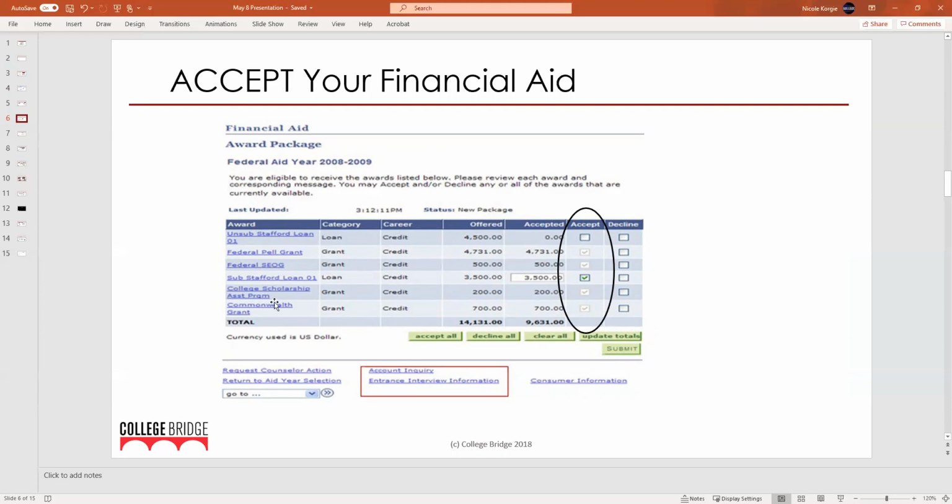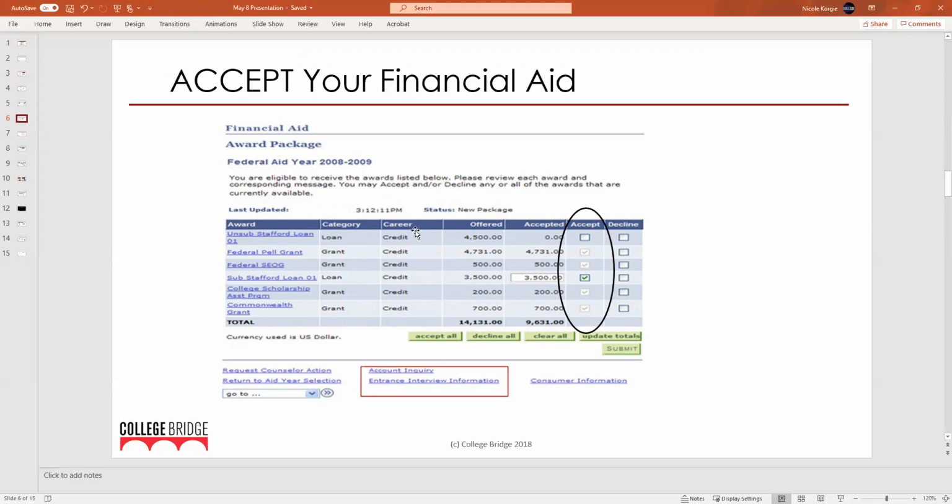All right, so the first one is going to be the title of the award. This category here is really important because anything that says grant or scholarship, that's the free money. So you want to make sure you're getting all of your free money. Anything that says loan, okay, or might say work study or something else, then that is money that you either have to pay back or you have to work for.